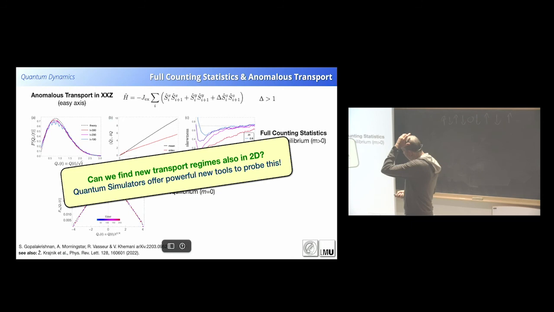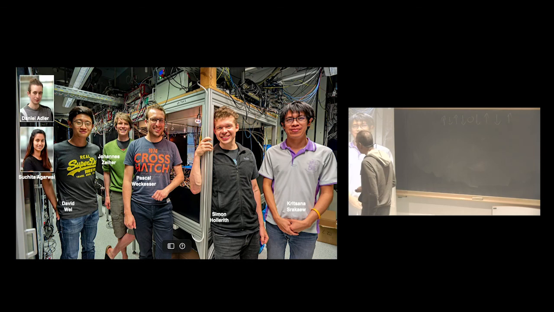And of course, the question is, can we find interesting transport regimes also in 2D? I think this is really hard also for theory, because numerics for theory in 2D is completely underdeveloped. We don't have any numerics that could handle, even approximately, such system sizes as the 1,000 spins in 2D that I've been showing you. There's just nothing there. All right, let me give credit to the people who've been doing the work here. This was mostly the work of David on the KPZ equation, his PhD thesis.